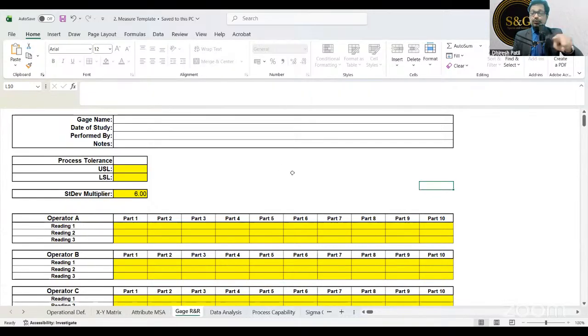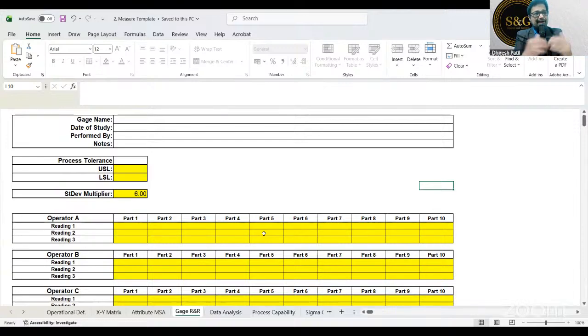Now, this was also not there in the original template, which we have added. So if required, you can use these templates to make attribute agreement analysis and gauge R and R. We have two options: you can directly go and do it in Minitab, or you can use this template. Both options are available. All the formulas have already been fed into this, so you don't have to worry about it.